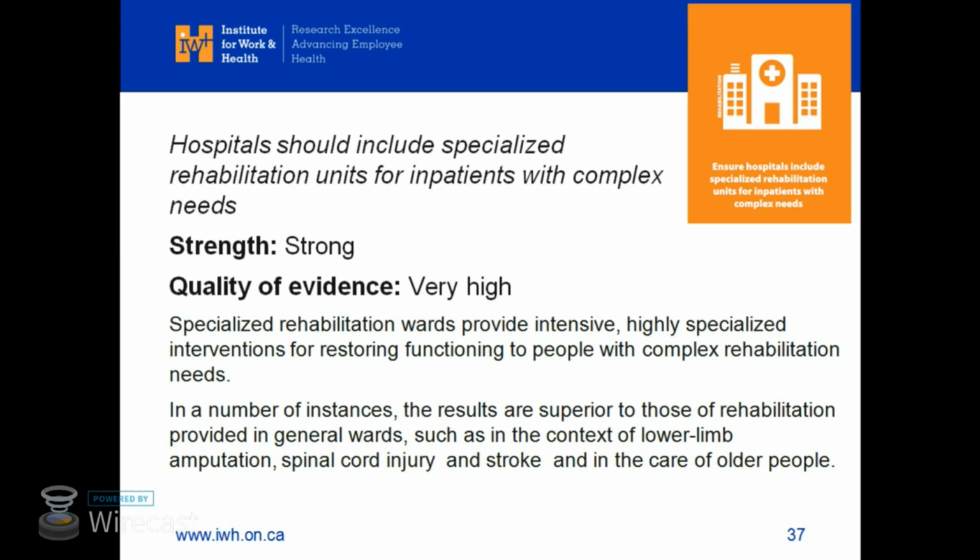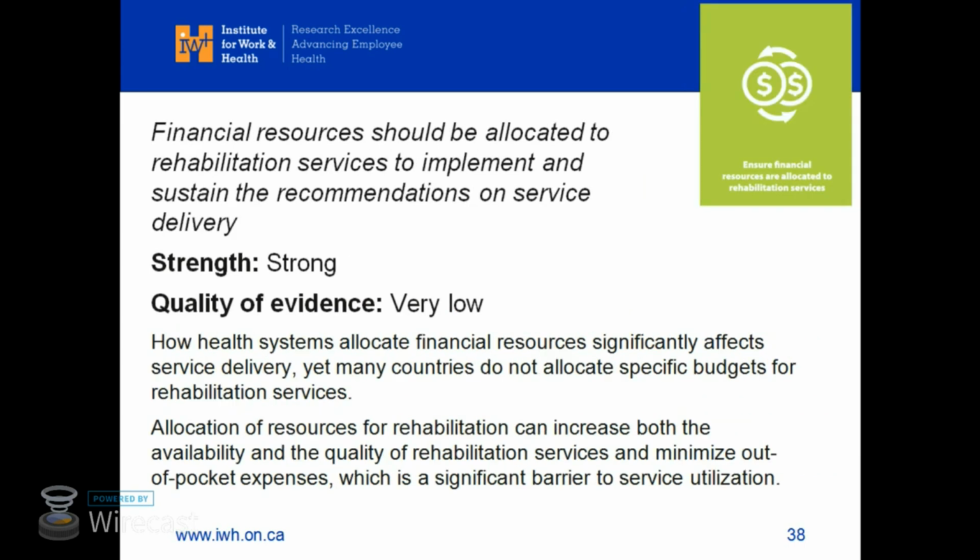So those were the ones that we provided from the Institute. This one was provided by another team, so I'm not completely familiar with the evidence about this one, so I'll read for you. They say that it was very low quality evidence, and the guideline committee made a strong recommendation. They recommend financial resources should be allocated to rehabilitation services to implement and sustain the recommendations on service delivery. So how health services allocate financial resources significantly affects service delivery. So there should be budgets for rehabilitation.